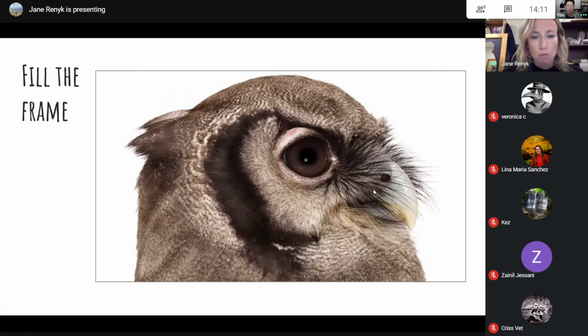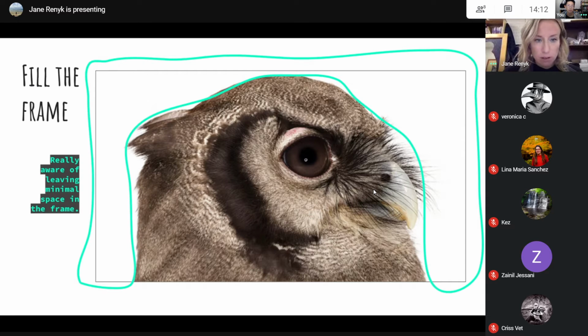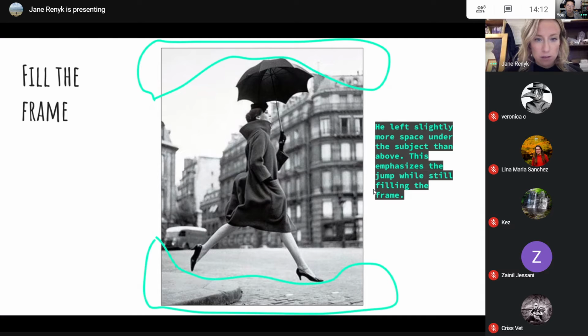Okay, fill the frame, really straightforward. So you have to think of your composition as a frame. How are you gonna use this real estate? Are you gonna fill it up or are you gonna use it minimally? Same thing, like you're thinking of space below the subject, space above the subject.